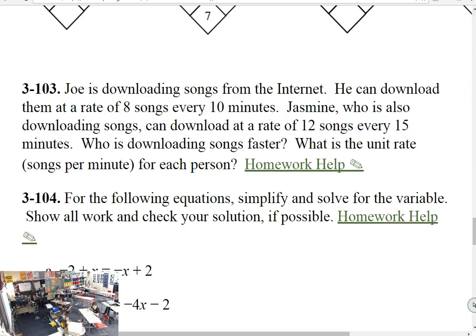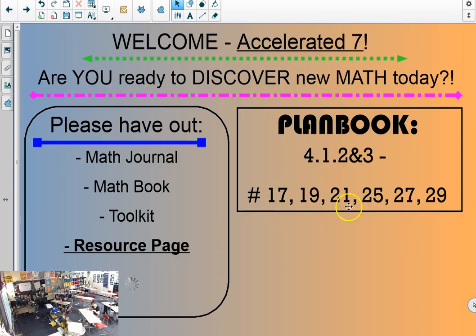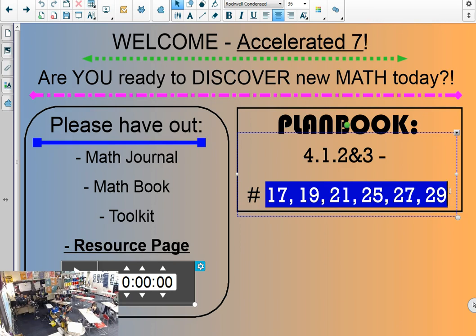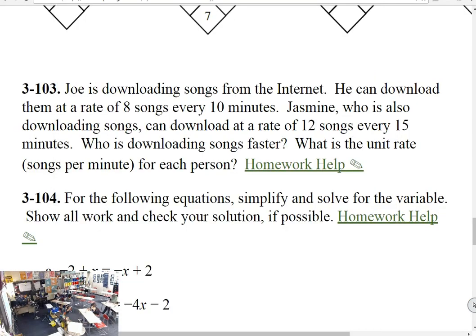4.1.2. Okay. So, in case you still need it, essentially your homework is the odds from 17 to 29, skip 23, because it's a lesson problem. Yeah, we talked about this yesterday. I forgot. I appreciate that. That's good.